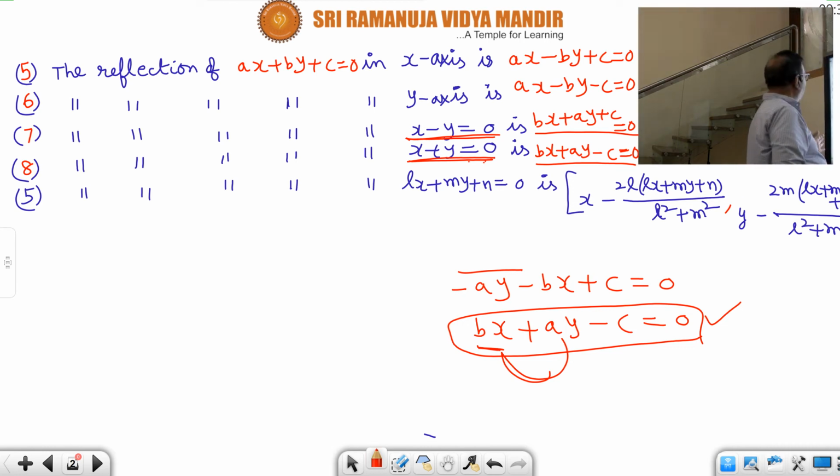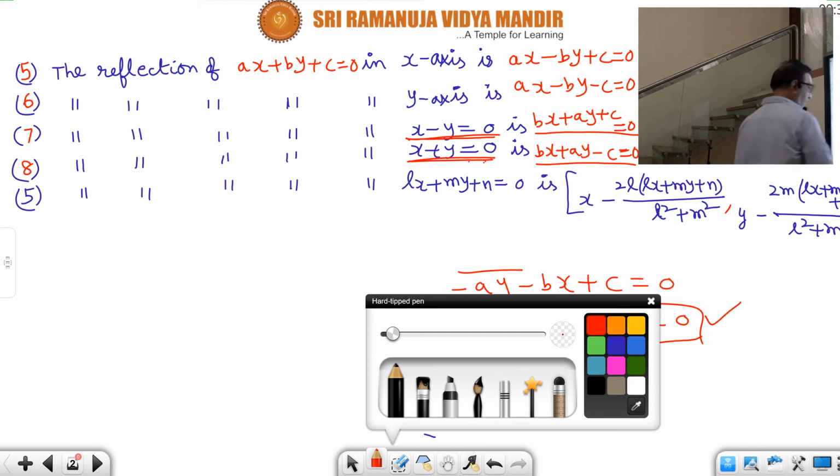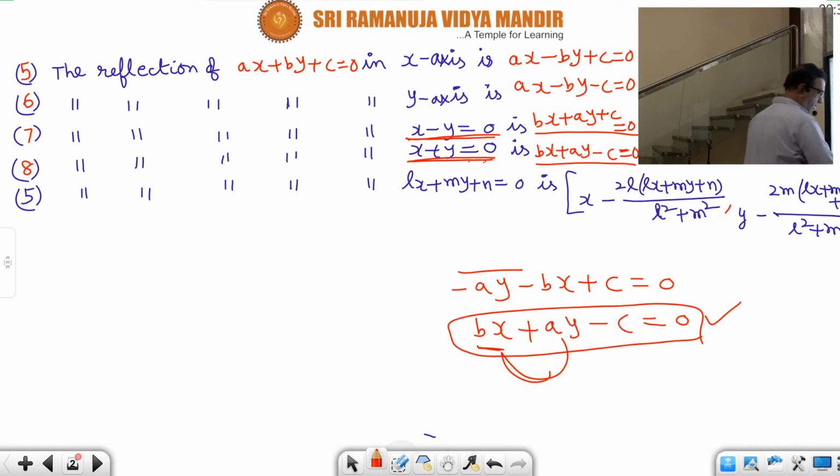Now the final answer. See, I am writing the numbers wrongly. First one is sixth one. Okay. Total 10. First one is sixth one. Next seventh, next 8, next 9. 10th formula is the most general formula. Okay.